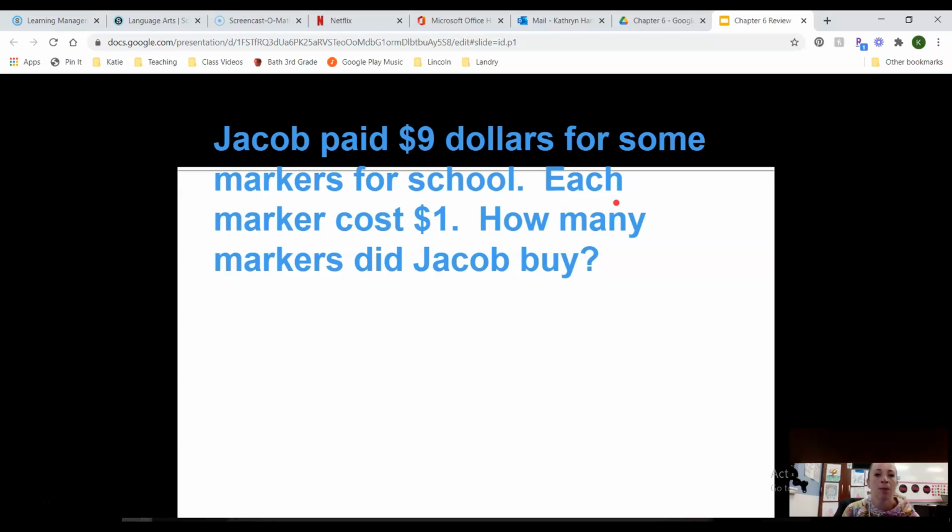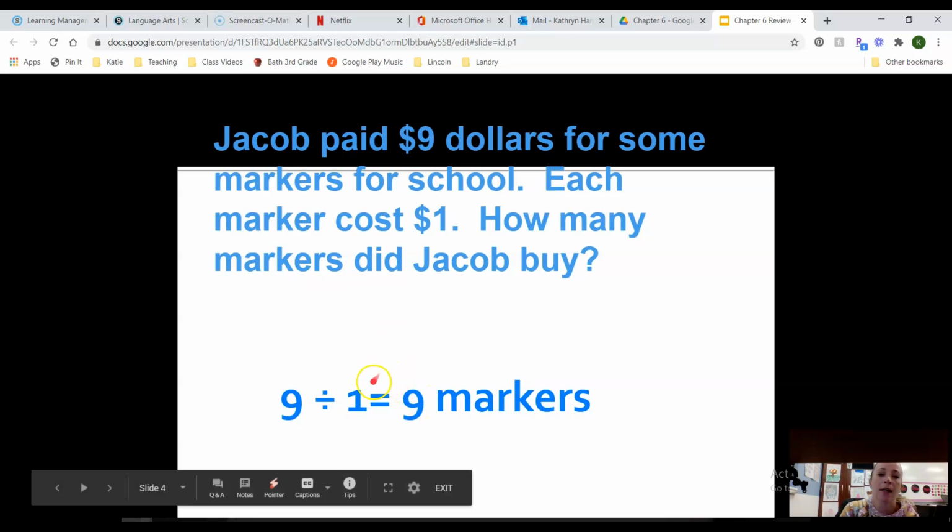So what are our keywords here? How many markers? Markers are a group because the markers cost $1 each. So how many markers means I don't know my group. No groups. If I have no groups, it is division. So on your boards, please write 9 divided by 1. Figure out what the answer is, pause it, and when you're ready, press play. 9 divided by 1 is 9. Remember, you can check yourself because 9 times 1 is 9.